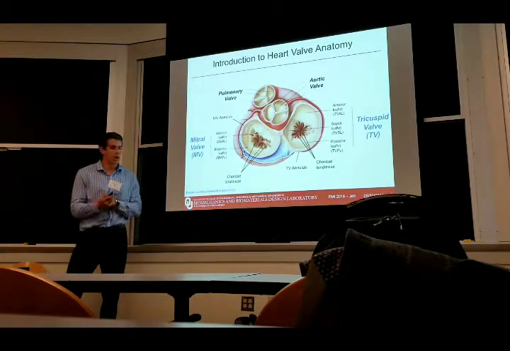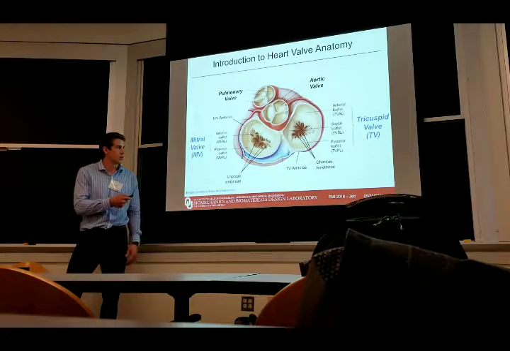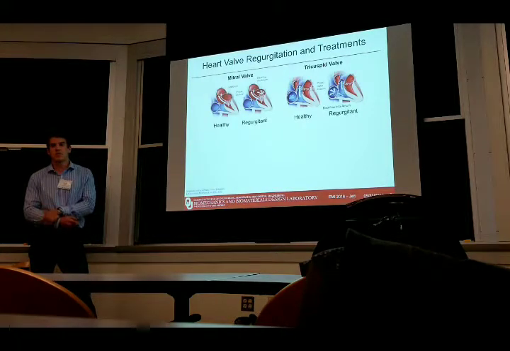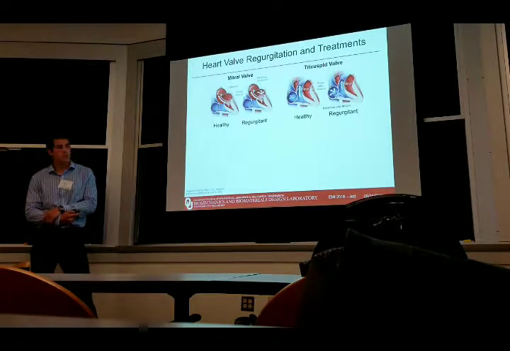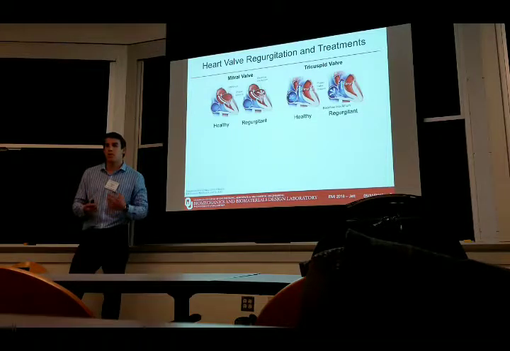And so we'll actually look at some conditions that can affect these heart valves. But principally, these leaflets are the focus of this study. So here you can see a healthy and regurgitant, both mitral and tricuspid valves. And the key to notice here is that in the healthy case, all the blood is pushed out of this ventricle and none escapes to the atrium. Whereas in the regurgitant case, you get this blood flow back into the atrium in both mitral and tricuspid valves. So this is basically just an improper closing of the valve.